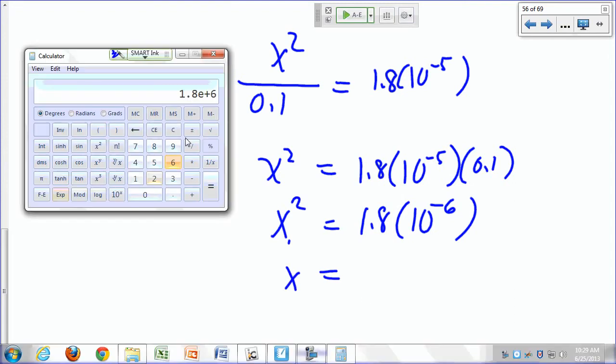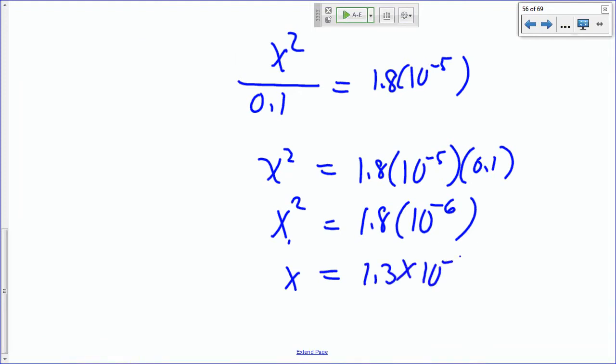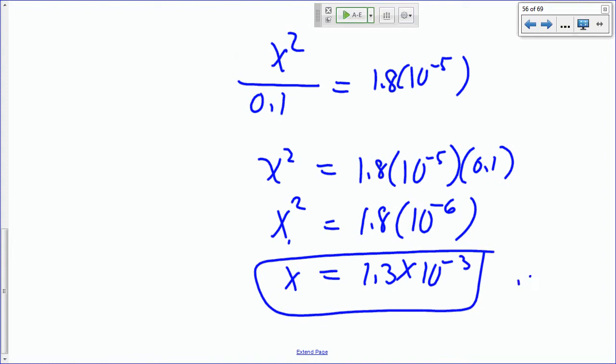So what's my X? What's the square root of that? 1.8 times 10 to the negative 6, and then take the square root. How do I take the square root here? Raised to the power 0.5. The second root, yeah, 0.0013. So it's 1.3 times 10 to the negative 3. Okay, 0.0013. That's my value for X.